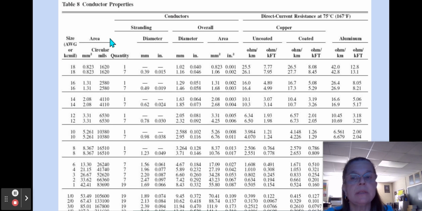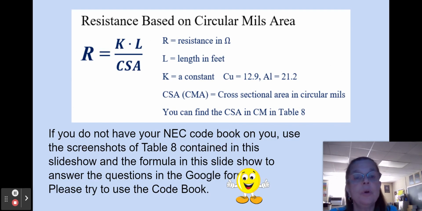I have put this chart in the PowerPoint several times. It is better should you use your code book. So you are going to do a Google form on some of this work. Some of it's simply reading tables and some of it is doing some calculations. If you do not have your NEC code book, use the screenshots of Table 8 contained in this slideshow and the formula in this slideshow to answer the questions in the Google form. Please try to use your code book.